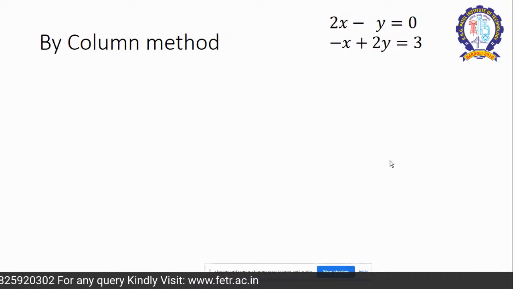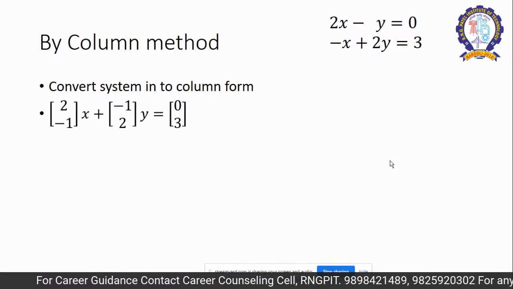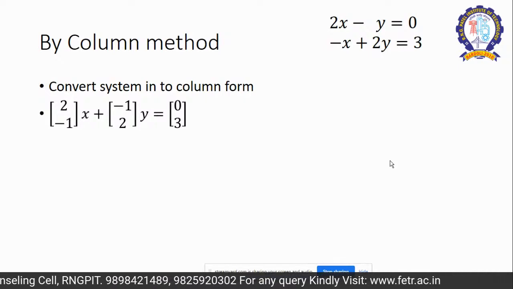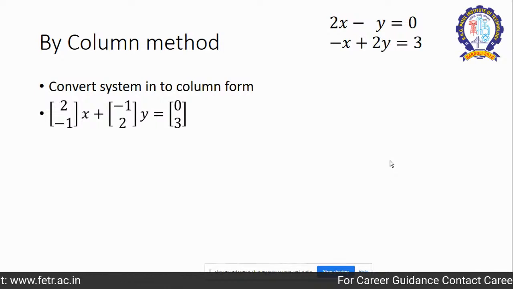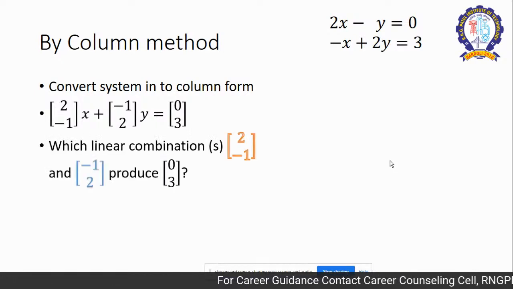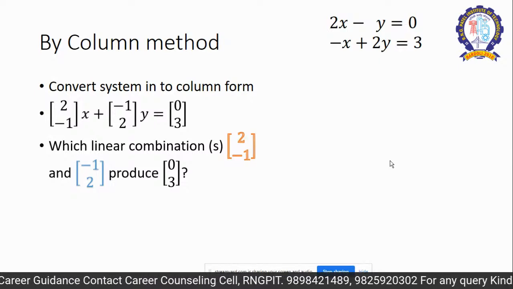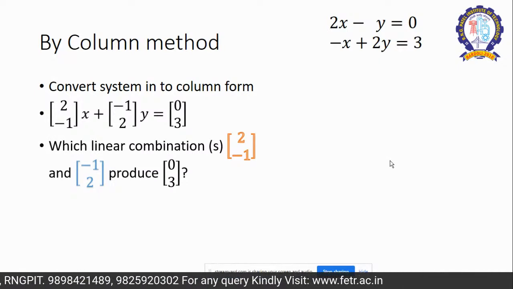Now the column method. Here we have the same set of equations, and we convert the system into column form. Here we go column-wise: (2, -1) is the coefficient of x, and (-1, 2) is the coefficient of y, and that equals (0, 3). Now our target is to find which linear combination of (2, -1) and (-1, 2) produces (0, 3).